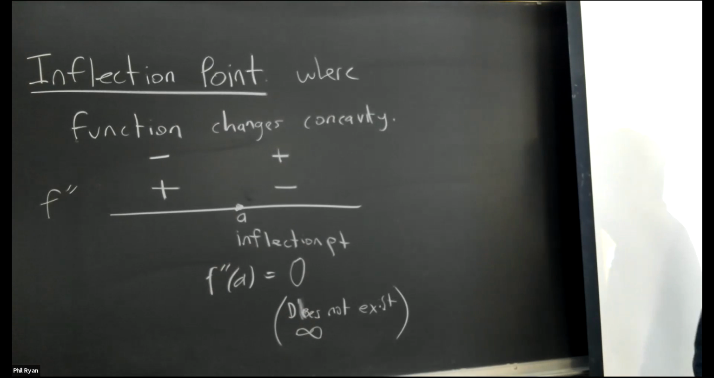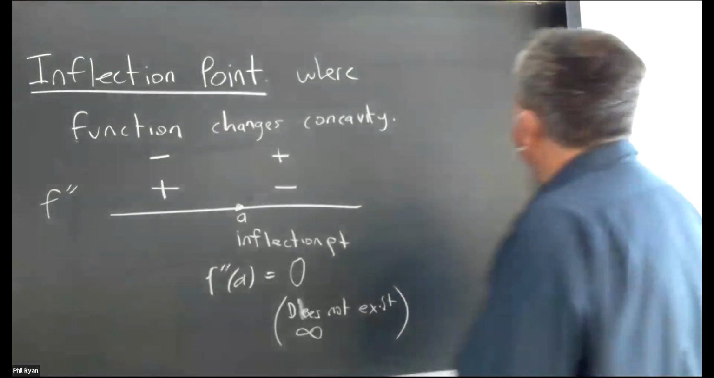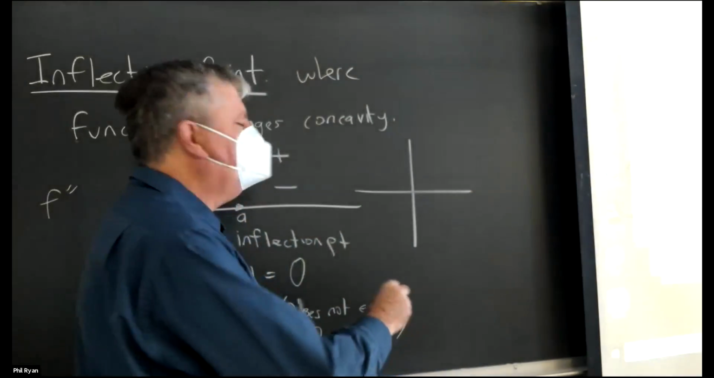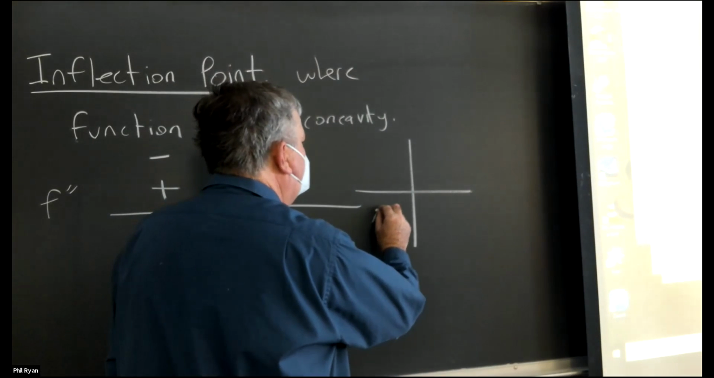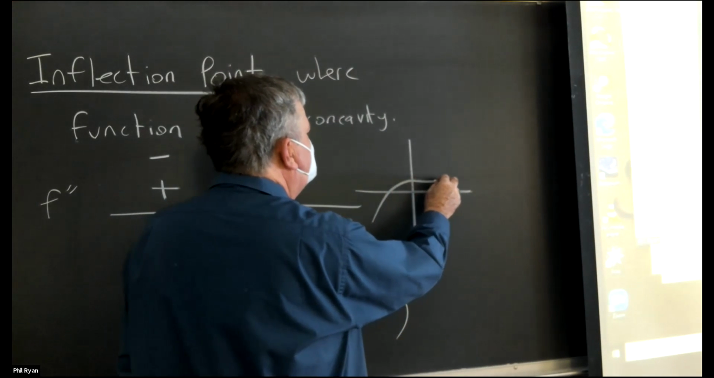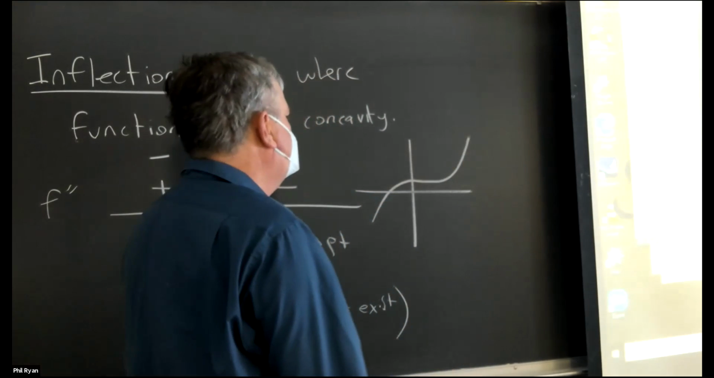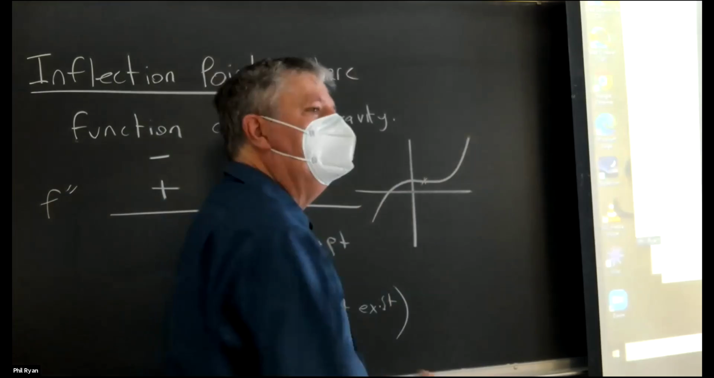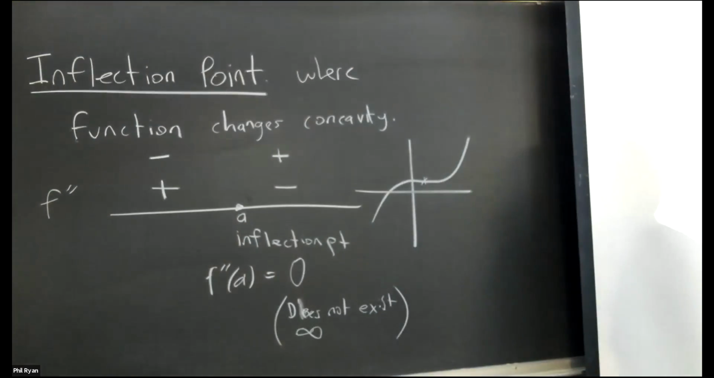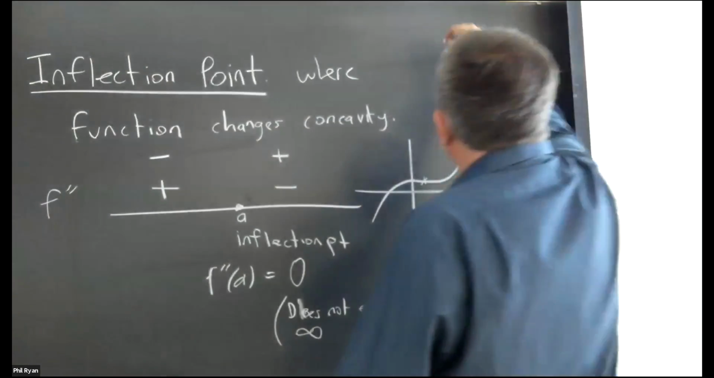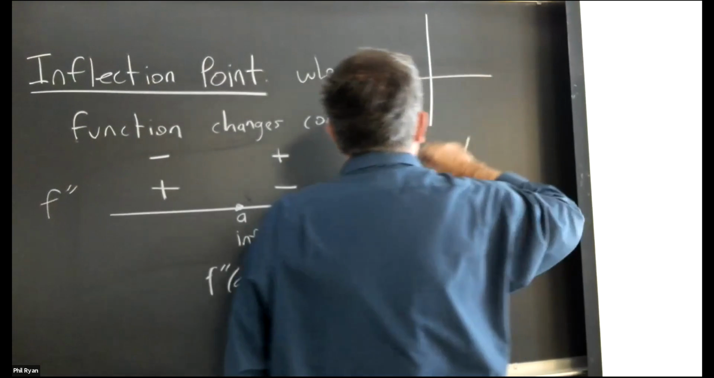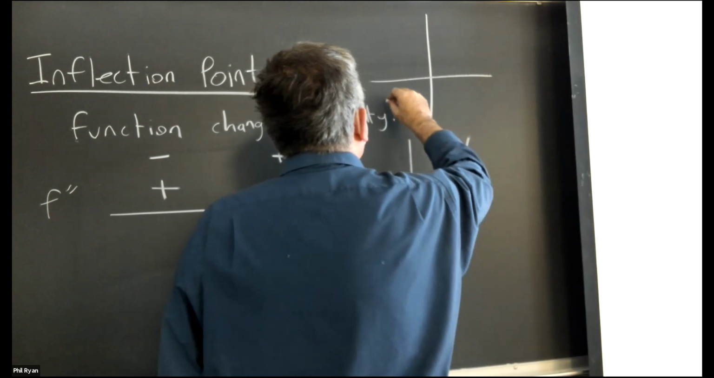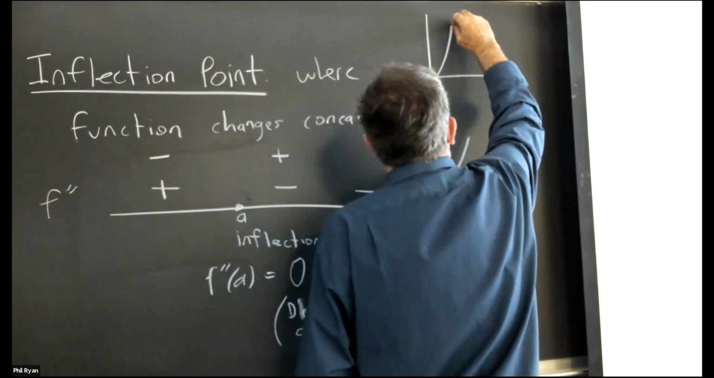Okay. Let me give you an example of that. So a typical inflection point looks like that. It's concave down, then concave up. So somewhere around here, it changes concavity. Another way you can do it, you can have something like this.